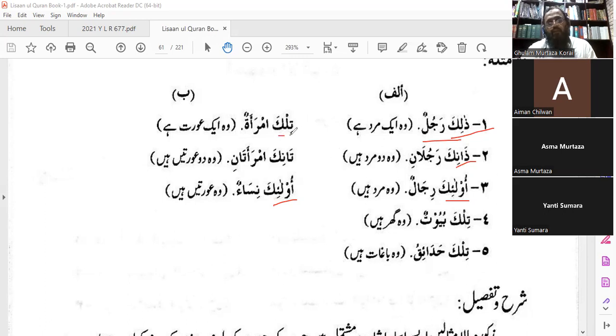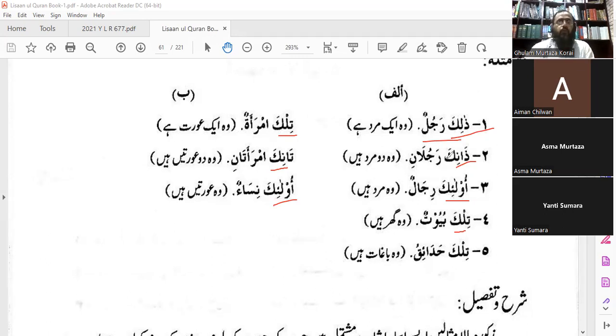Okay. And Tilka for Wahid Muannas, that is lil Ba'id. Tanika is for Musanna Muannas, that is for Ba'id. Ulaik is again common between Muzakkar and Muannas, Jama Muzakkar, Jama Muannas. And Tilk comes before Jama Ghair Ziyaqil.